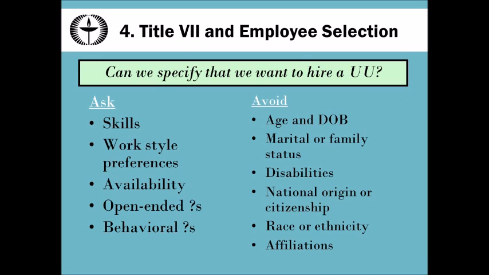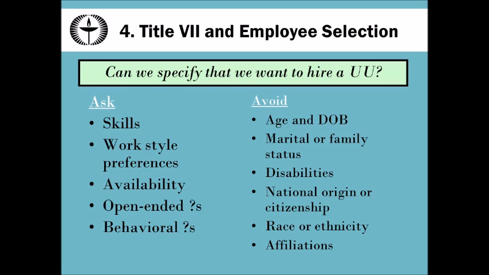Title VII. One of the things that I hear from congregations around hiring is they want to know if they can specify whether they can hire a person who is a Unitarian Universalist. So can you say that somebody you hire has to be a UU? Well, the short answer is yes.